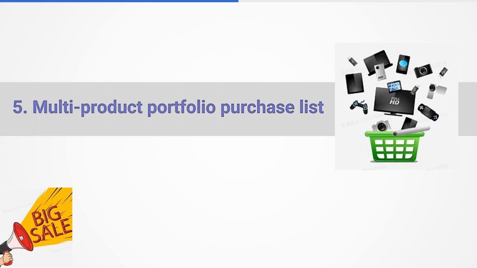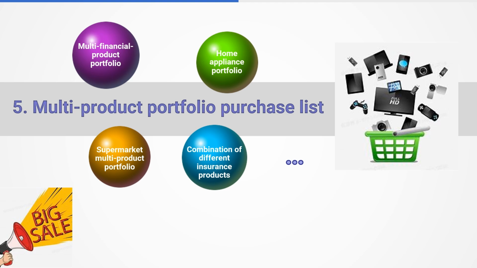5. Multi-product portfolio purchase list. If you have only one or a few products to predict, there is no need to view the content below, because the above methods are enough. However, if you need to sell many kinds of products, such as a dozen or even hundreds, you can further improve the marketing value by mining customers' preferences and recommending a product portfolio to them.